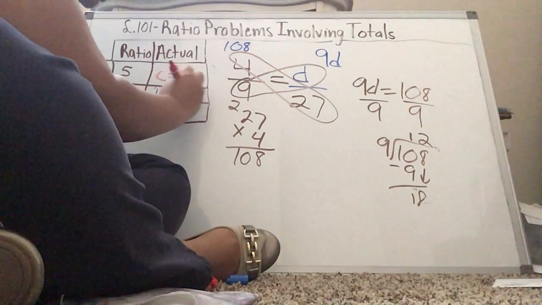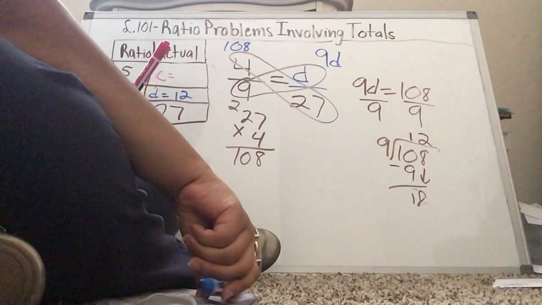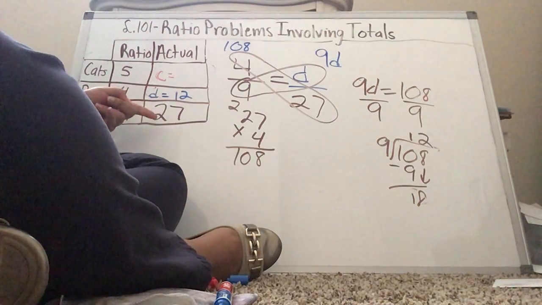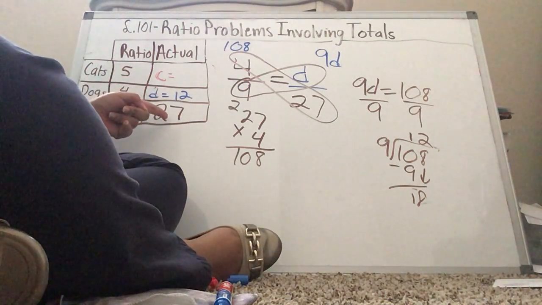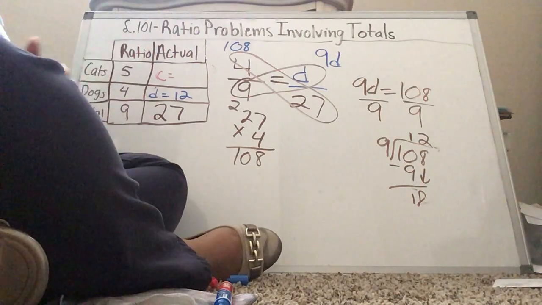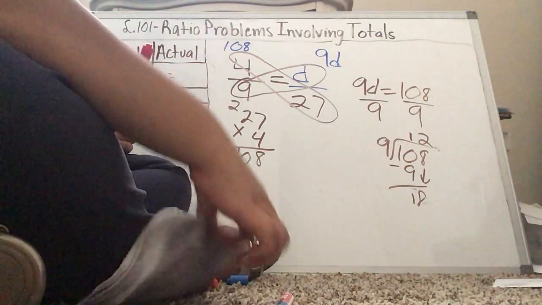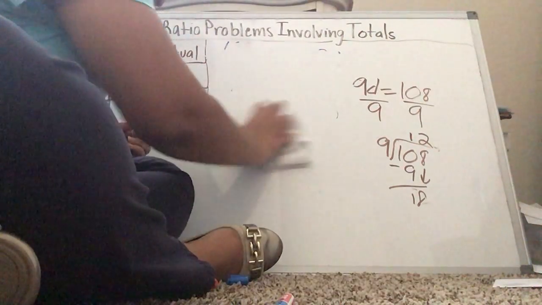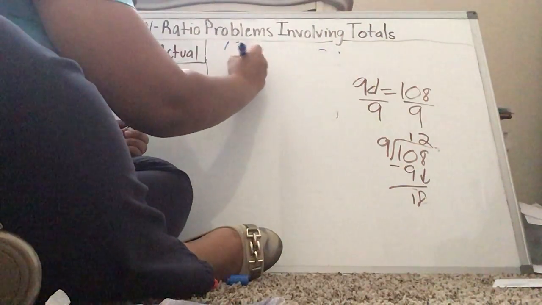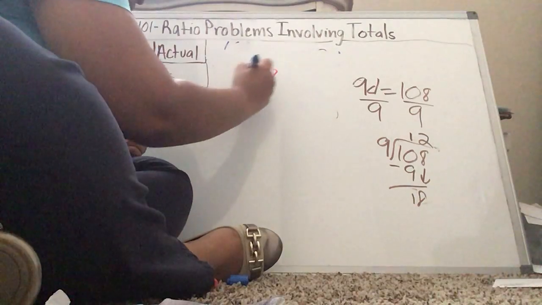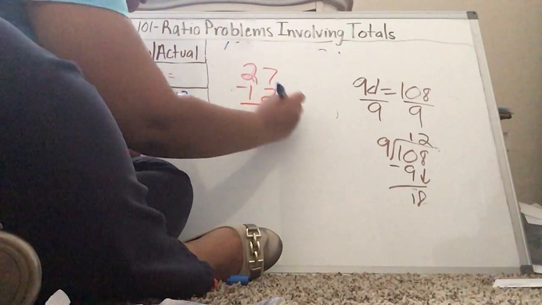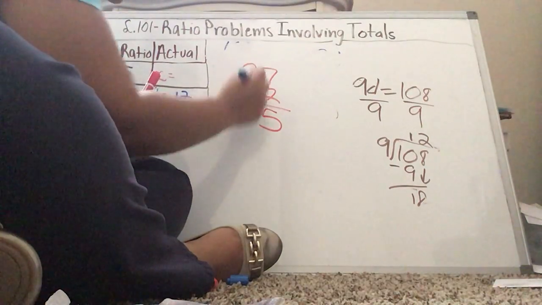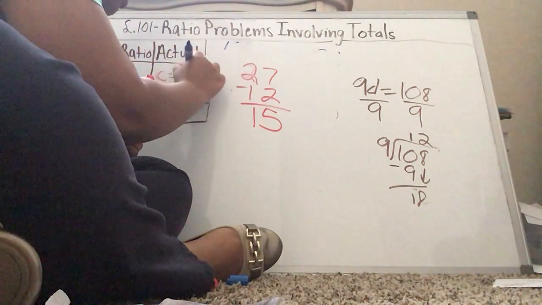If you wanted to find the amount of cats, you could set up a proportion again, but since we already have the total that was given and now we have the amount of dogs, we can just find the difference to find the amount of cats. So we're going to go ahead and do that. So if there are 27 animals altogether, minus 12 dogs, 7 minus 2 is 5, 2 minus 1 is 1, you get 15 cats.